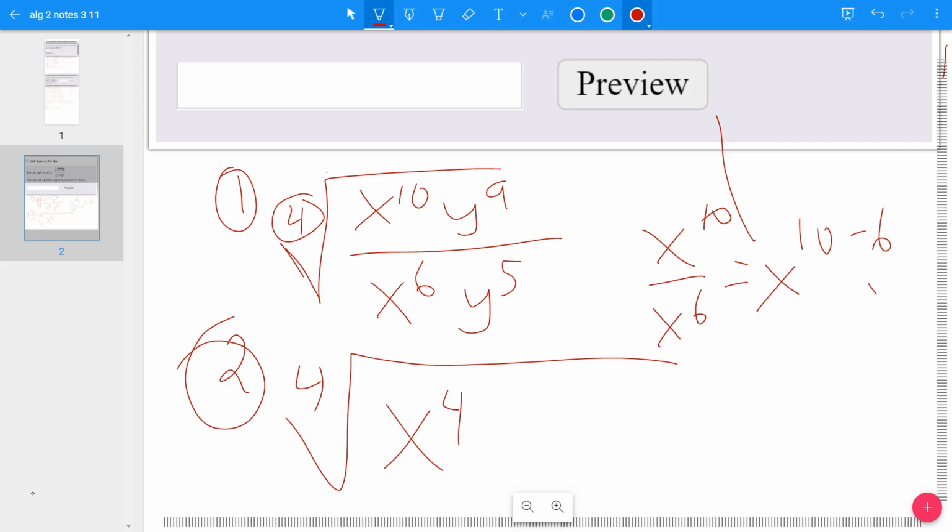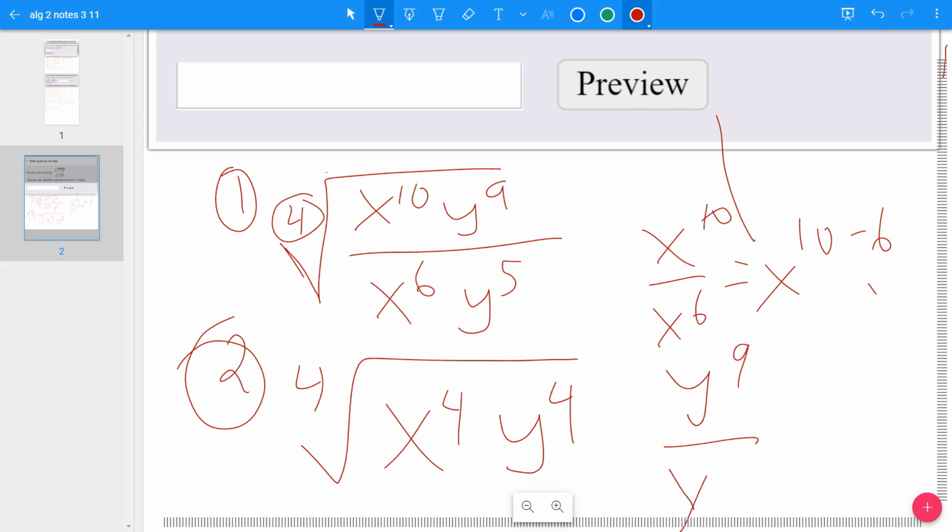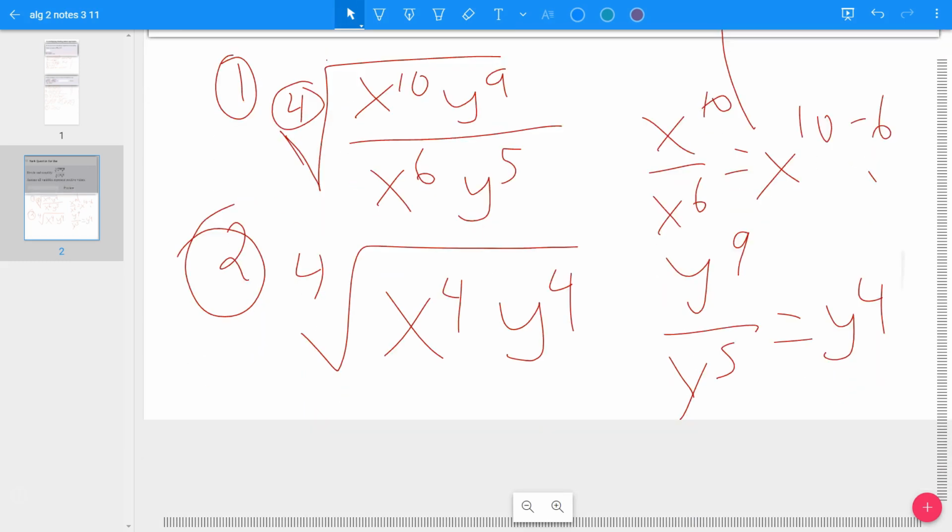For the other portion, let me erase this a little bit over here, clean that up. You're going to have y to the 9th divided by y to the 5th. That's y to the 4th. See that? So again, y to the 9th over y to the 5th is y to the 4th. 9 minus 5 is 4. And then you simplify this again.